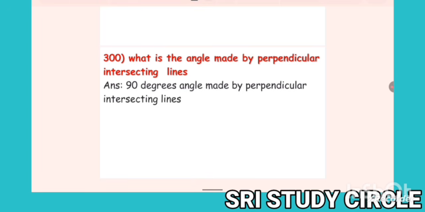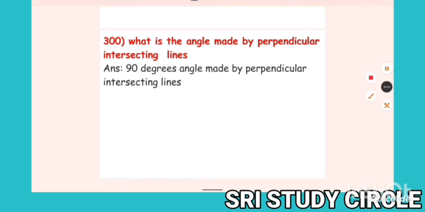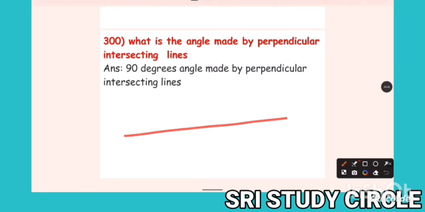What is the angle made by perpendicular intersecting lines? Perpendicular intersecting lines. What is the angle made here? 90 degrees. Right angle.